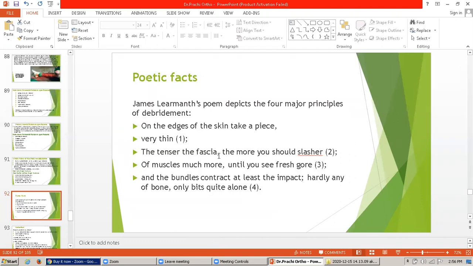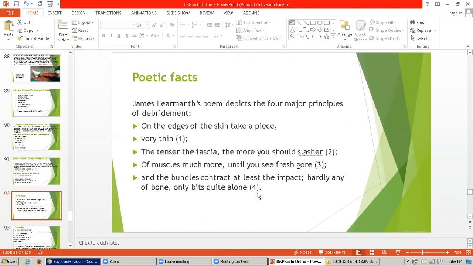Then, a poetic fact. The James poem depicts the four major principles of debridement. On the edge of the skin, take a piece very thin, that is one. The tensor fascia, and the more you should slather, that is two. Of muscles, much more, until you see a fresh gore, that is three. And the bundle contrast, at least these impact hardly any bone, only the bite quite alone, that is four.